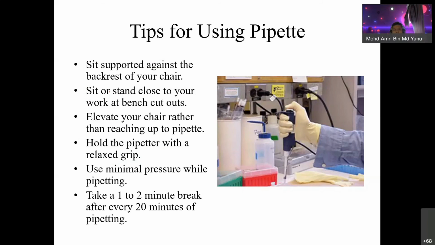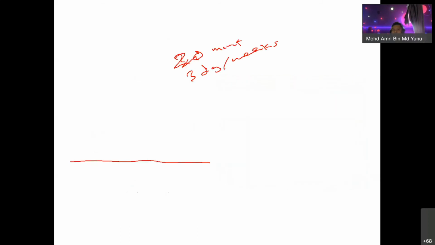Always sit supported against the backrest of the chair. Sit or stand close to your workbench. Elevate your chair rather than reaching for the pipette. The keyword is this: if you have to reach for something, that means your posture is not good. And don't grip the pipette too hard. Use minimum pressure and take 1 or 2 minutes every 20 minutes.